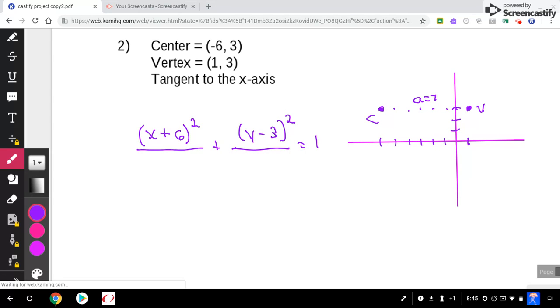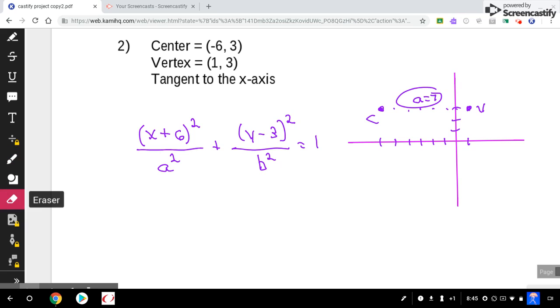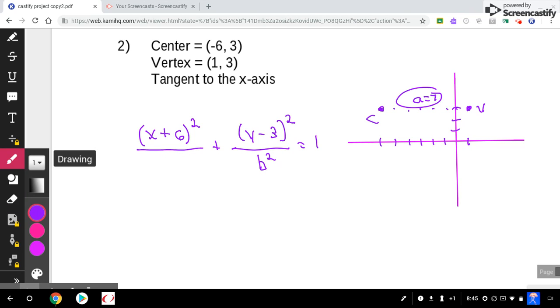So same situation as the last one. This guy's stretching horizontally, so I know the bigger number is going to go here, and the smaller number is going to go here. Well, hey, a equals 7. I already got that. So I'm going to jump right here, and I'm going to say, hey, if a is 7, a squared is 49. So the question is, what's b?